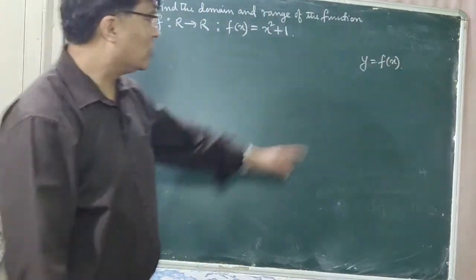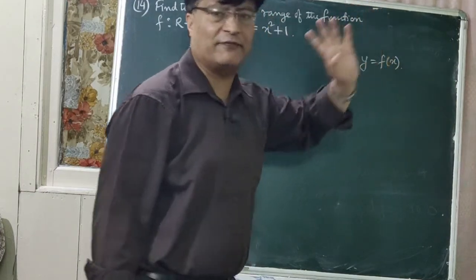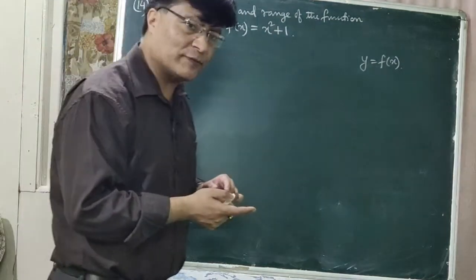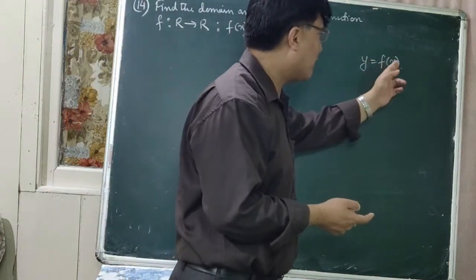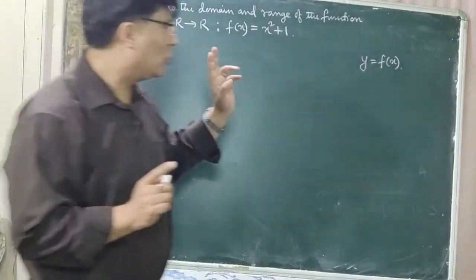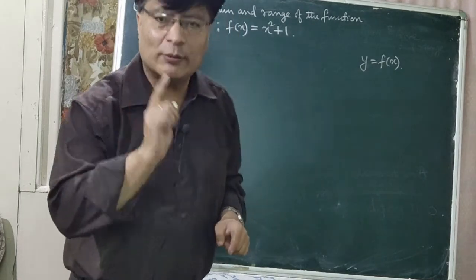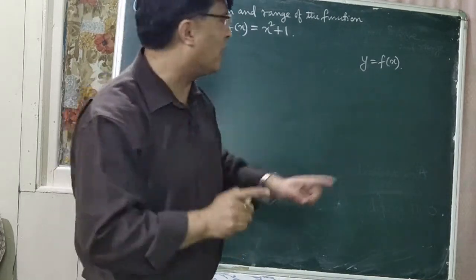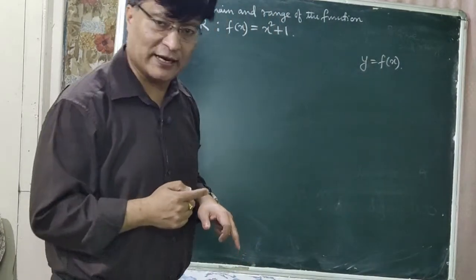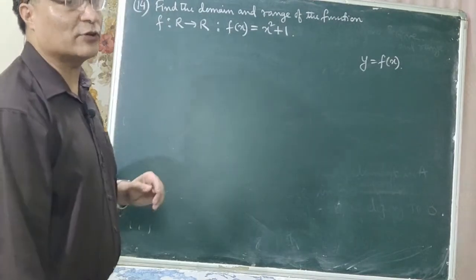Domain means those real values of x for which f of x is defined. Is that clear? Domain means you have to find out those values of x for which f of x or y is defined. Is that clear to all of you? Domain. यहाँ जुन चाहिँ तिमीलाई domain of the function निकाल्नु भन्दैछ, you have to get those real values of x for which y is defined or f of x is defined. Is that clear?